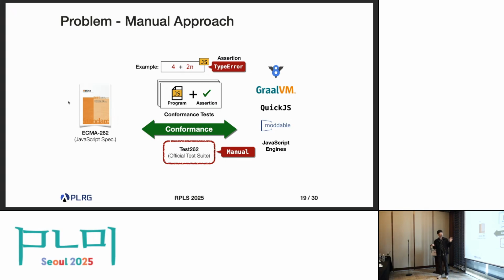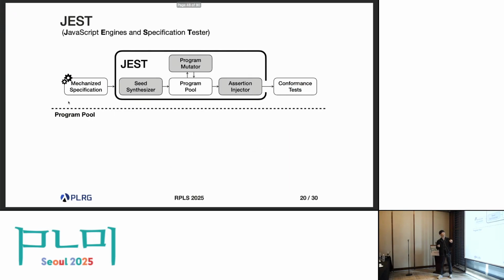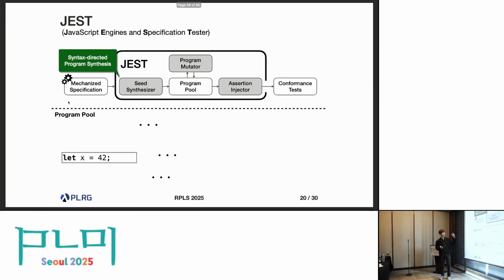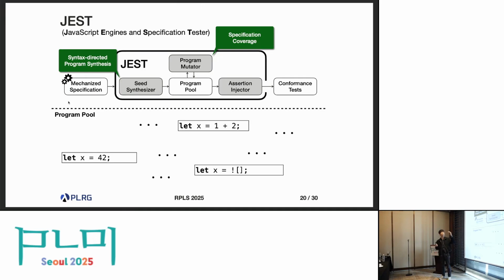So to resolve this problem, we want to automatically synthesize conformance tests from our mechanized specification. We utilize mutation-based fuzzing. First, we construct the initial program pool using the syntax described in the specification, and then we iteratively mutate the programs based on the specification coverage. So it is coverage-guided fuzzing, and our goal is to increase the coverage in the specification. I will show you a concrete example in the next slide.